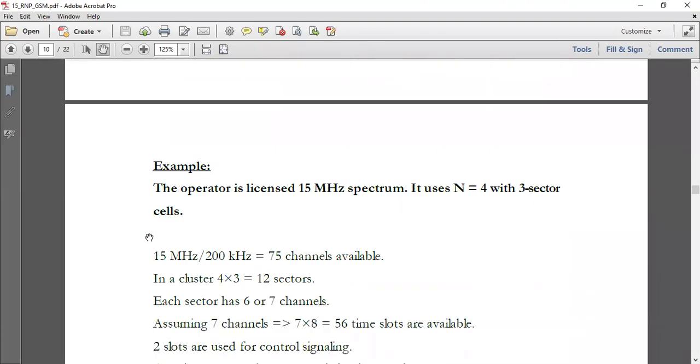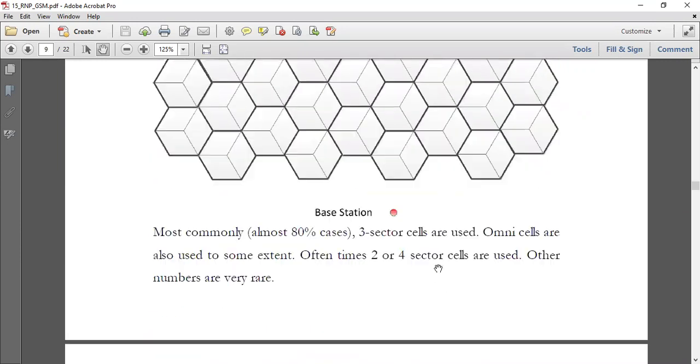3 sector cells you are using. So in every cluster, you have 4 cells, but each of the 4 cells has 3 sectors. Each cell is made up of 3 sectors. Okay, so it is like this.